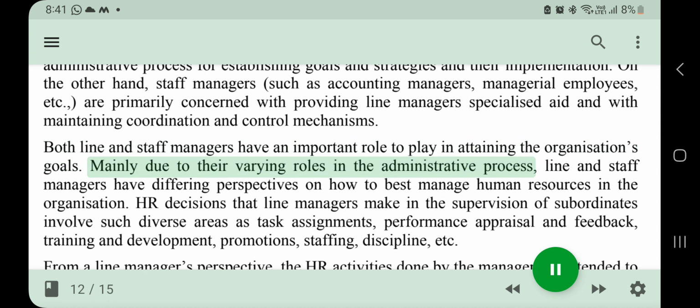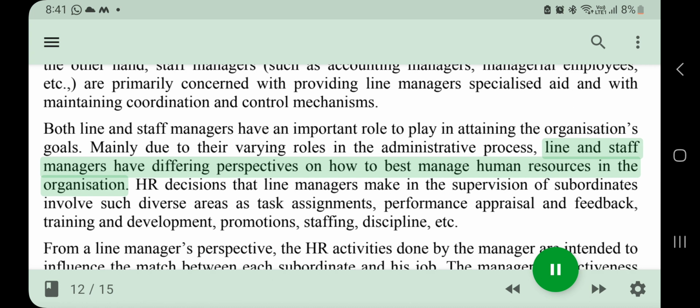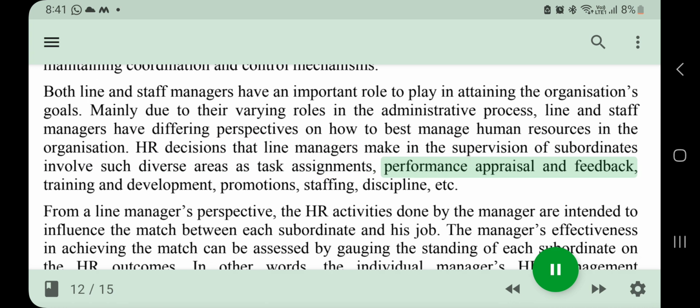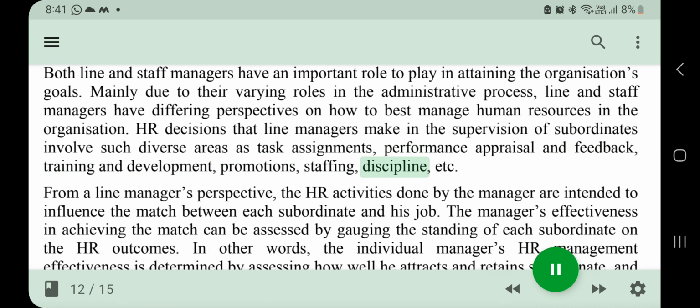Mainly due to their varying roles in the administrative process, line and staff managers have differing perspectives on how to best manage human resources in the organization. HR decisions that line managers make in the supervision of subordinates involve such diverse areas as task assignments, performance appraisal and feedback, training and development, promotions, staffing, discipline, etc.